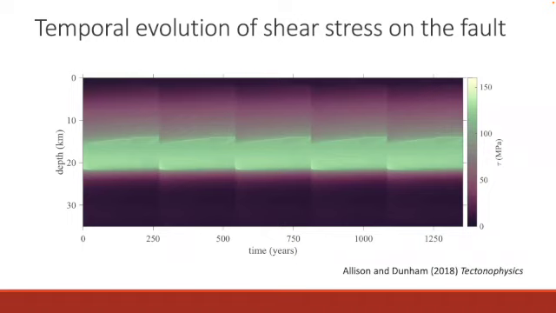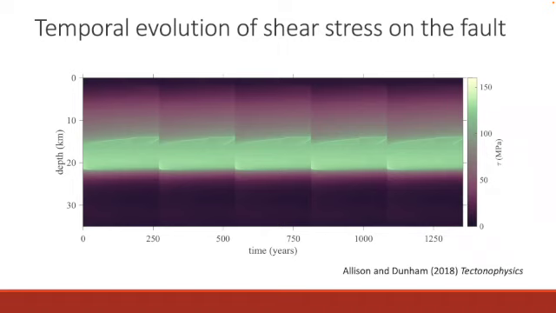This is an example of a viscoelastic earthquake cycle simulation using my model. Here I'm plotting shear stress on the fault over time, where time is on the x-axis and depth along the fault is on the y-axis. The discontinuities that you see are the earthquakes, which take place over about 30 seconds and thus are too short to be visible in the plot, but their effect on the stress is clearly visible.